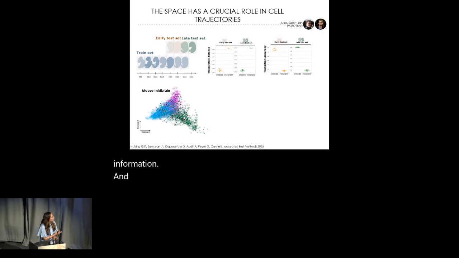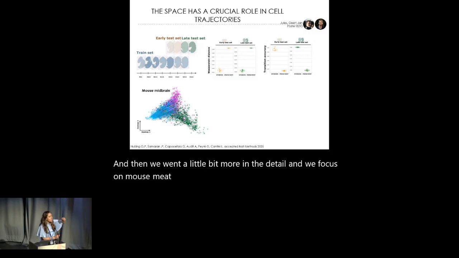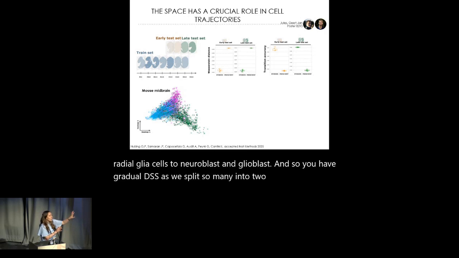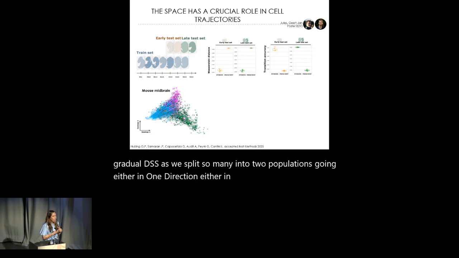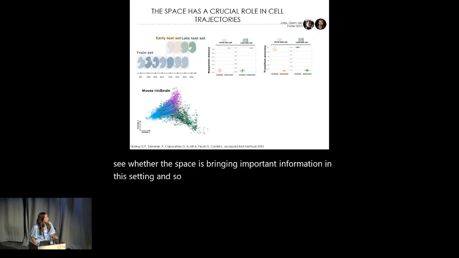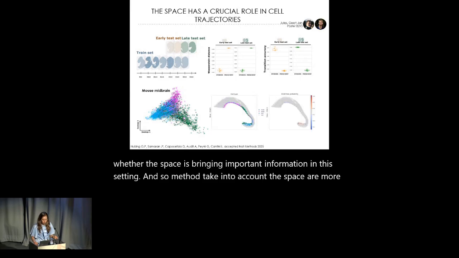And then we went a little bit more into detail and we focused on mouse midbrain under a specific transition that is from radial glia cells to neuroblast and glioblast. And so you have radial glia cells that we split mainly into two populations going either in one direction or in the other. And we want to see whether the space is bringing important information in this setting, and so whether methods taking into account the space are more reliable than those that don't.